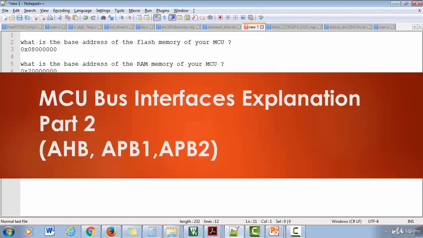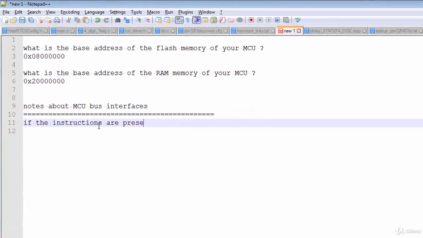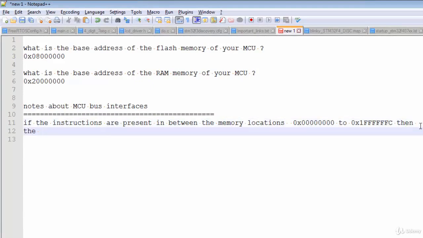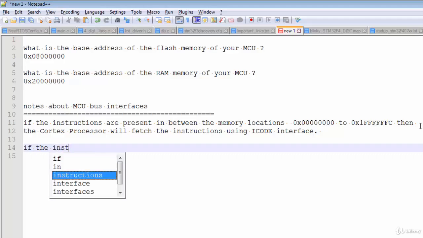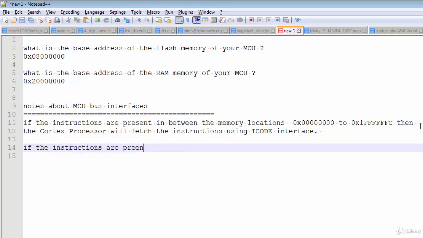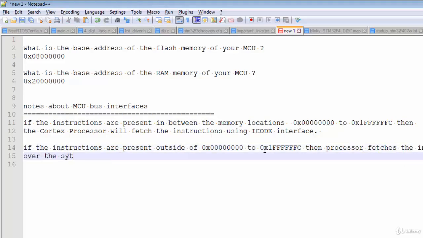So now let's summarize what we have learnt about IBus, DBus and SBus. If the instructions are present in between the memory locations, then the Cortex processor fetches the instructions using the I-code interface. And if the instructions are present outside of this memory location, then the processor fetches the instructions over the system bus.